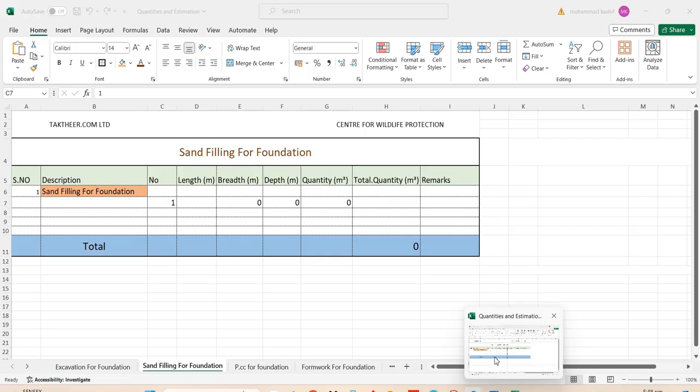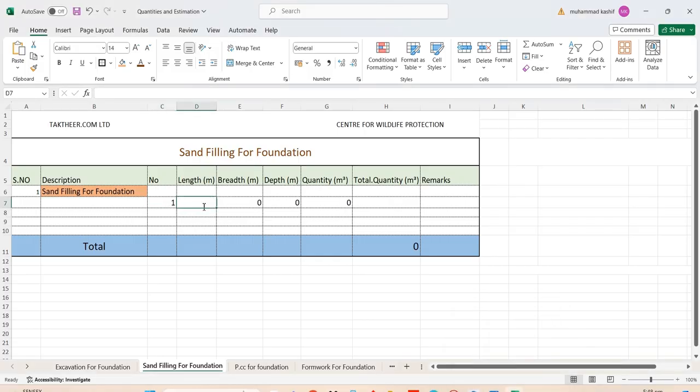So let me show you in this. This length is how much? 25 meter. Breadth is how much? 16 meter. And depth is 20 centimeter of sand filling, 0.20. So how much does this quantity come out to be? 80 meter cube.